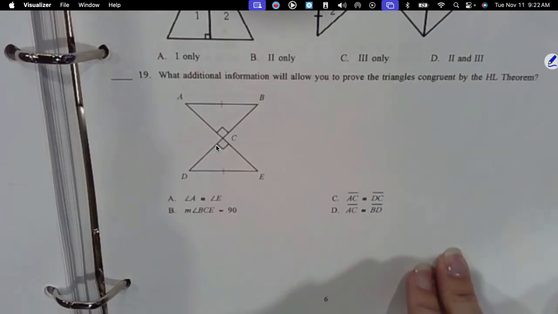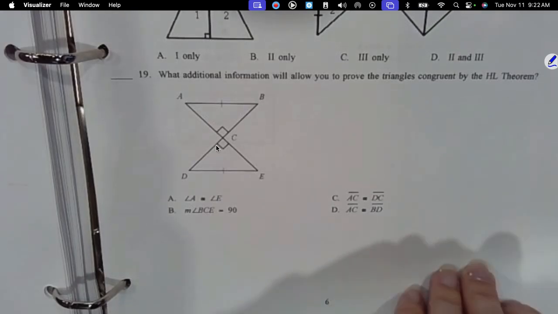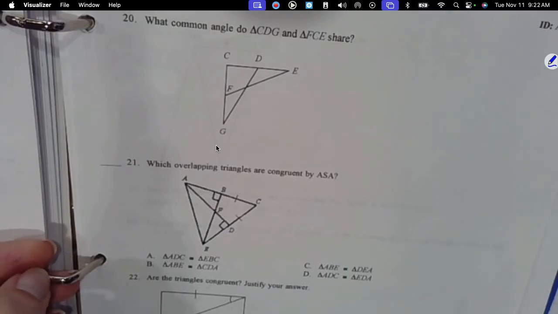Okay. The next one. Did y'all get that one right? Yeah, maybe. Y'all tell me, where does it get confusing? Number 20 is on there. What common angle do CDG and FCE share? What do you automatically think it is?